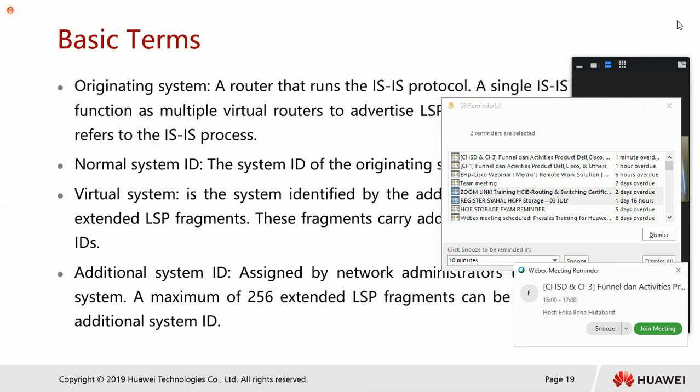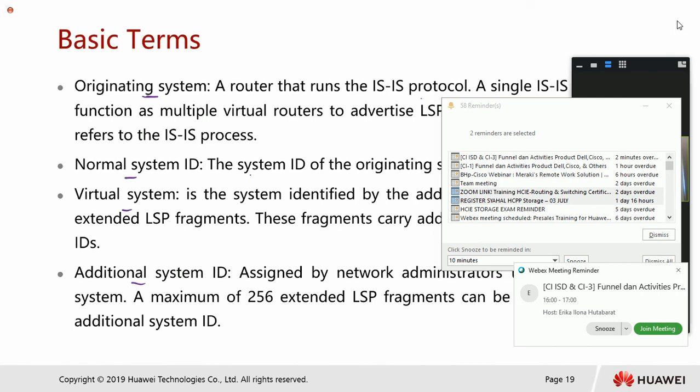For the basic terms here, you need to get the idea. We have the originating system, normal system ID, virtual system, and additional system IDs. The first one, the originating system, is the router that runs the ISIS protocol. A single ISIS process can function as multiple virtual routers to advertise LSPs. The originating system refers to the ISIS process, which process you come from. That's called the originating system.